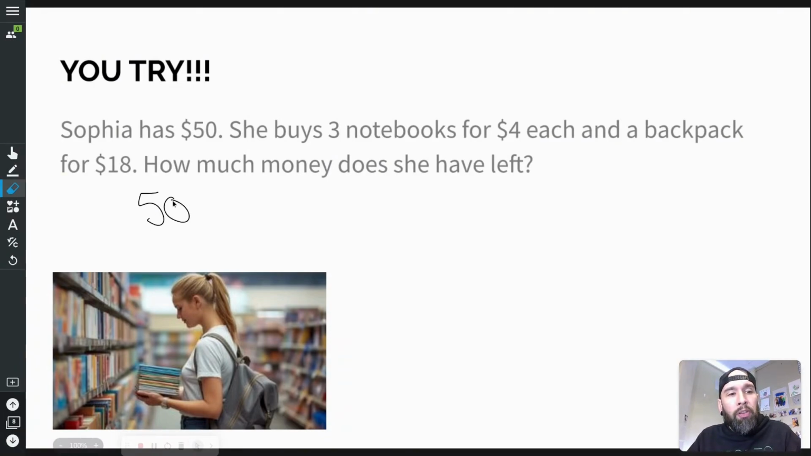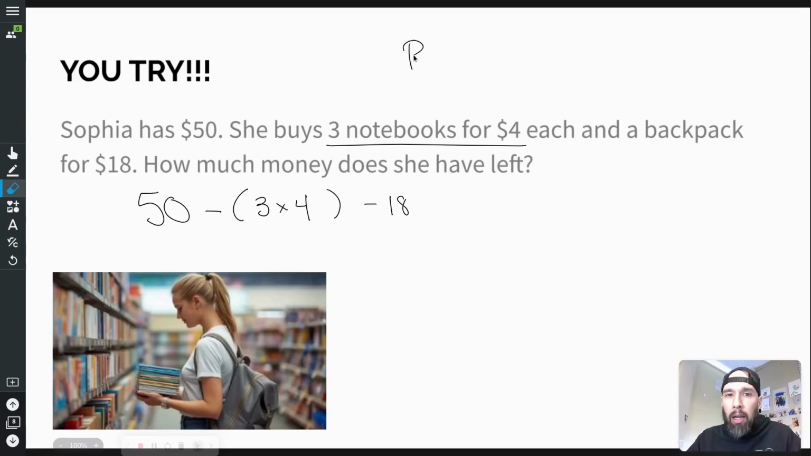We're starting out with 50 and I'm losing a bunch. So what am I losing? Okay, what is Sophia spending? She's losing money by spending it. She buys 3 notebooks for $4 each. There's 2 numbers attached, so we're going to put that in a parentheses. Okay, so that's 3 times 4. Also, she buys a backpack for 18, so that's 18 that she's also losing. So that's how we can set this up.